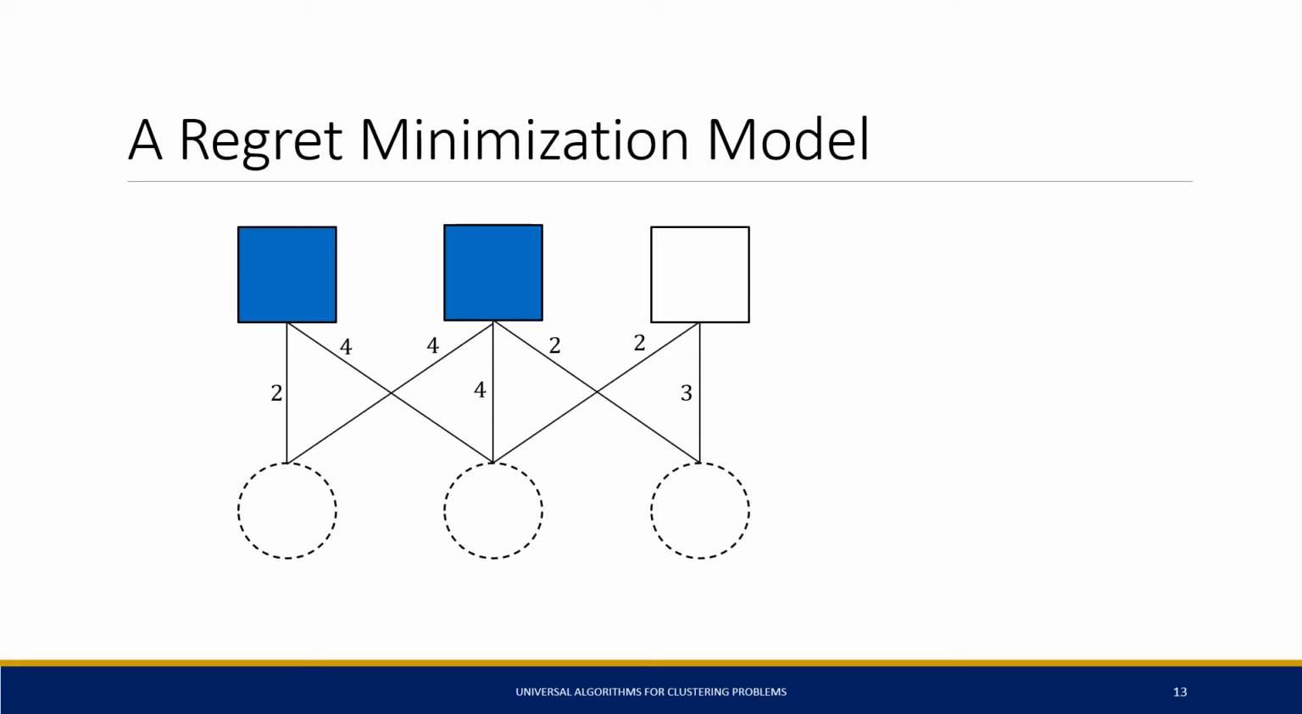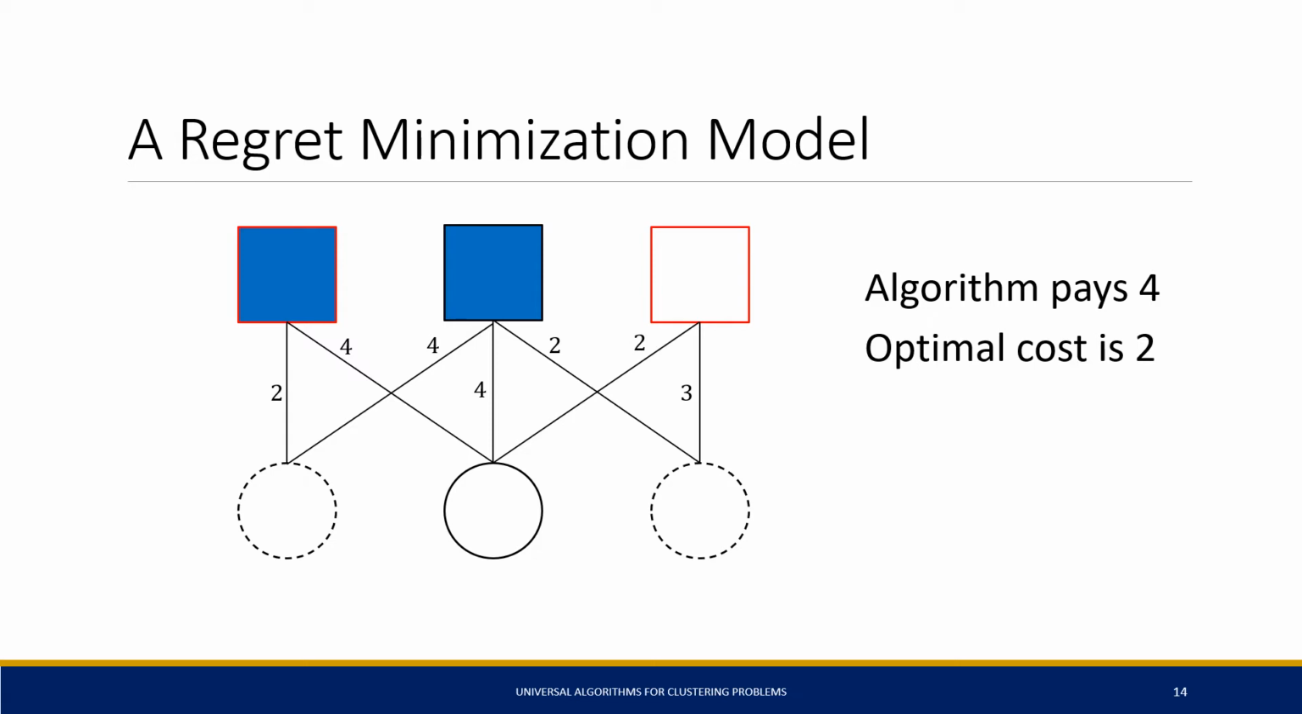Then the realization that's going to maximize my regret is the one where only this middle client appears, and opt picks the 2 facilities with red borders. So in this case, my algorithm has distance 4 from this client, whereas opt only has distance 2 from this client. And so the regret of my solution is 2.